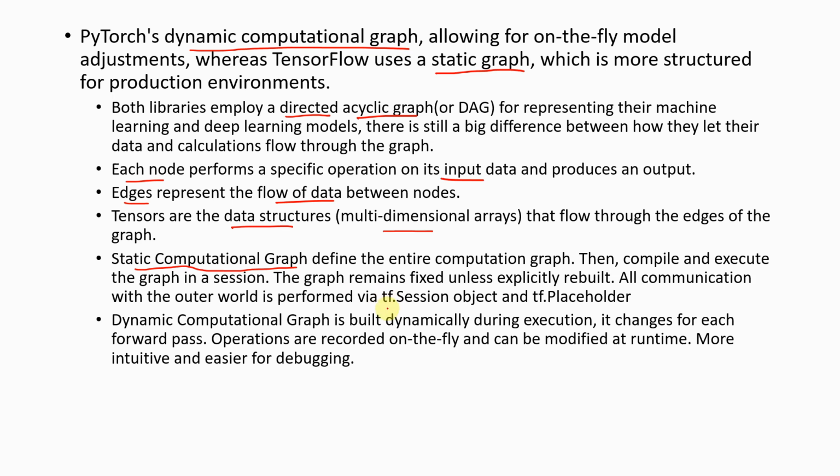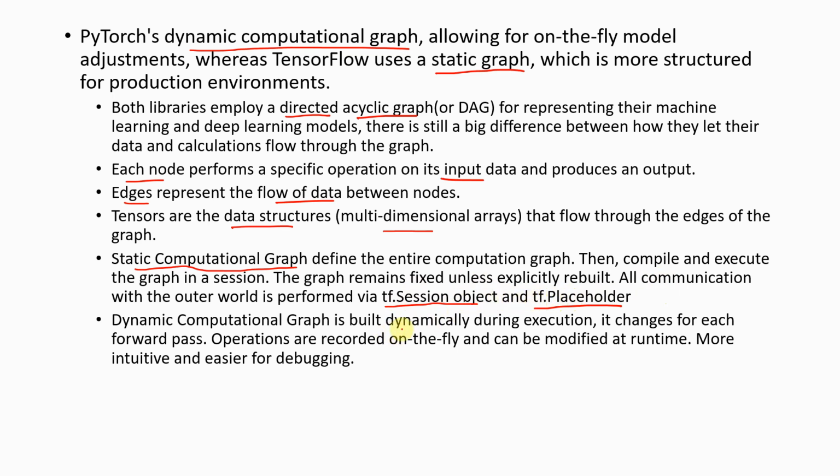Here the main parameters used are the tf.Session object and the tf.placeholder. All communication between the graph and the outside world is performed by using these two. But the dynamic computational graph, which is mainly used in the PyTorch framework, does not use these types of objects and placeholders.